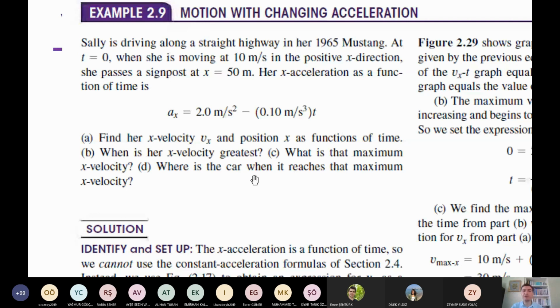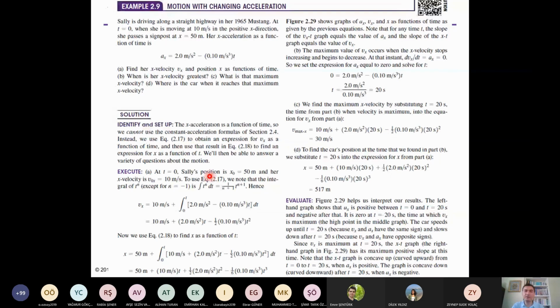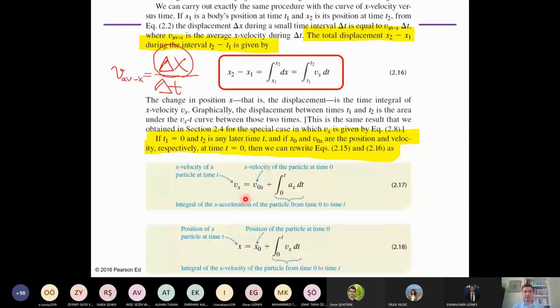So what do you see here? Velocity and position are asked. We know how to calculate velocity and position for non-constant acceleration. We have already learned these two equations. So you will use this velocity equation for non-constant acceleration, and you will use the position equation for non-constant acceleration. If you use these two equations within this question, you can easily solve your problem.